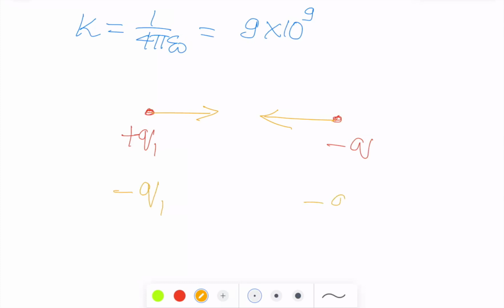It is found that Coulomb's law is similar to Newton's law of gravitation. But gravitational forces are much weaker than the electrostatic forces. And gravitational forces are always attractive, but electrostatic forces may be either attractive or repulsive.